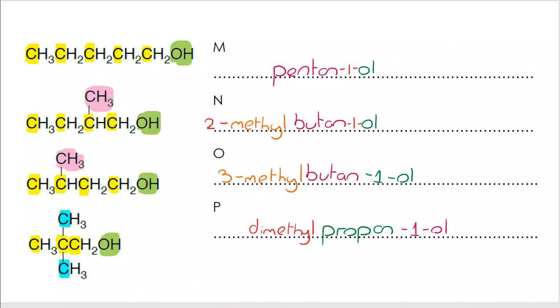Now, technically, you don't need the 1 in front of the ol there, because the only place it can go is on the end of the carbon chain. And we don't need to number the methyl groups. If you have 2 methyl groups on a propan chain, they have to be on the middle carbon. Anything else would be extending the carbon chain.